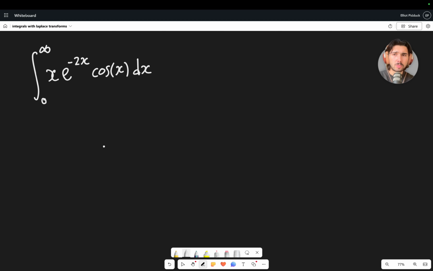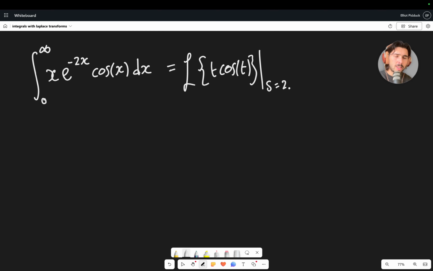This is the integral from 0 to infinity of x e to the minus 2x times cos x. Now, it looks a little bit harder, but hopefully you can see that in this one, it appears to be the Laplace transform of t times cos t. And again, this time it's not evaluated when s is 1, but when s is 2. That's what it looks like. And again, I'm going to write this down.